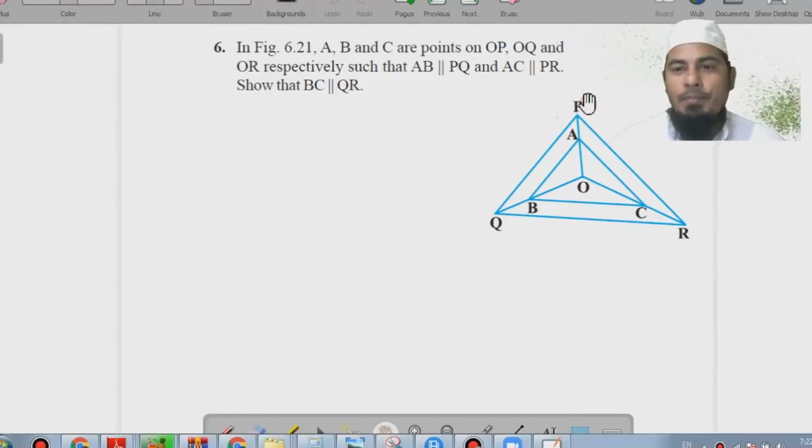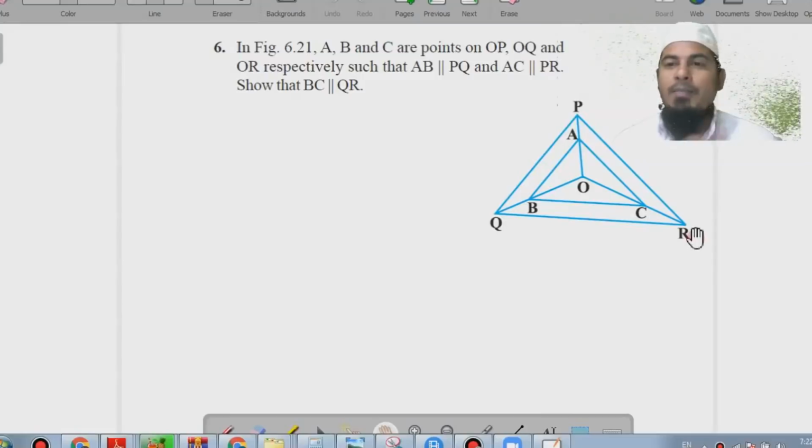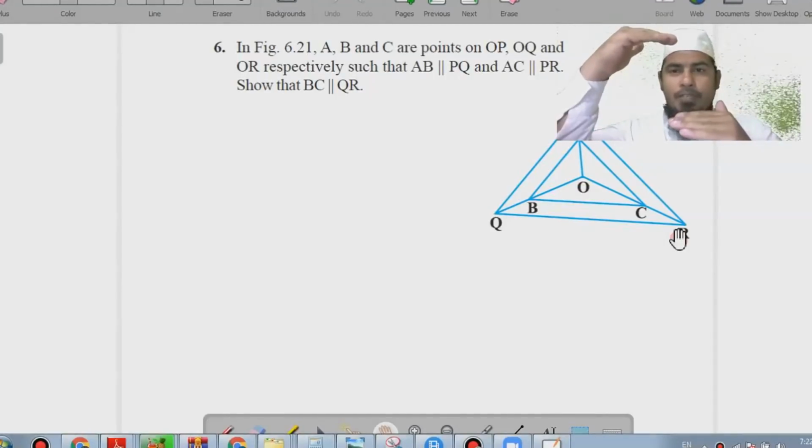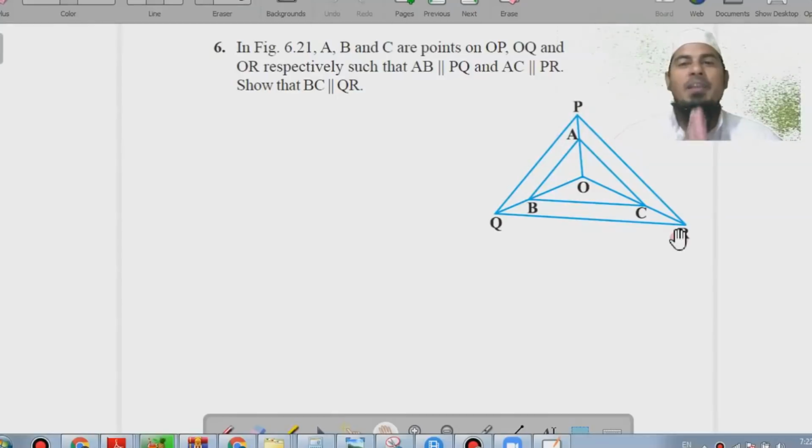In triangle POR, AC is parallel to PR, which implies by the basic proportionality theorem, OA by AP is equal to OC by CR. Keep it as equation number 2. As we compare equation 1 and 2, what happens? They both are equal. That implies OB by BQ is equal to OC by CR.